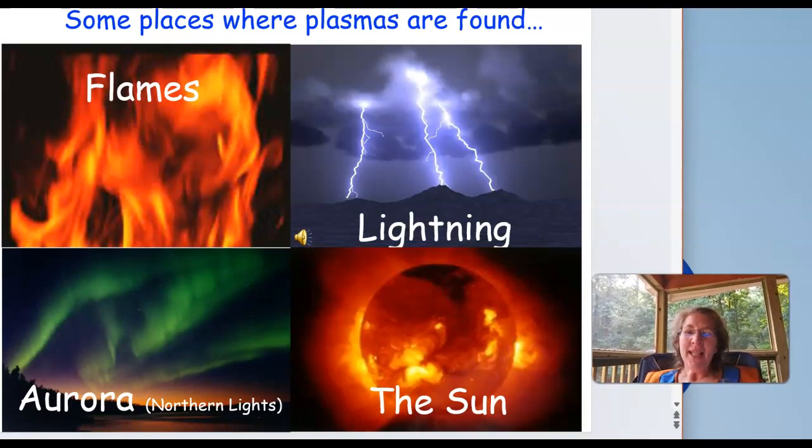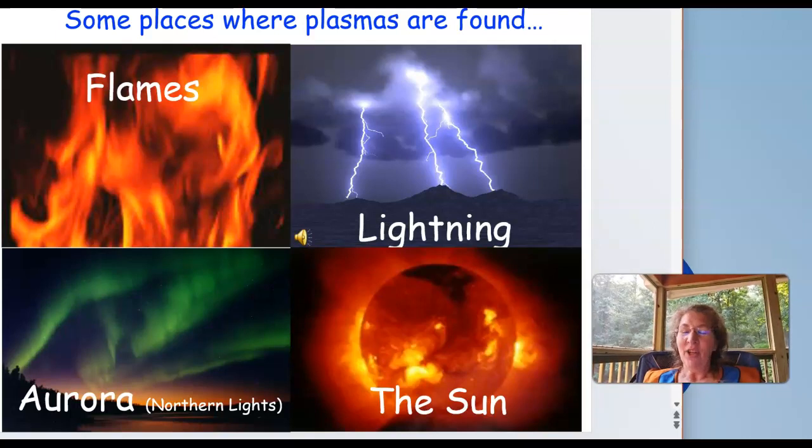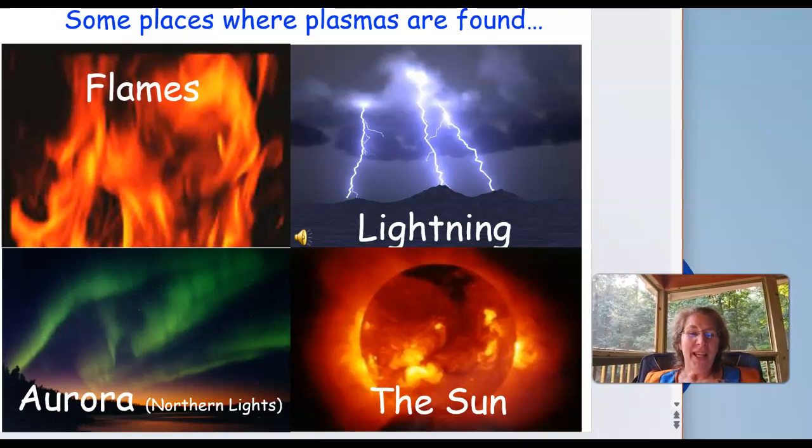Where could we find plasma? We can find that in very hot flames, in lightning, in the sun, and the aurora borealis, or the northern lights. There's also southern aurora.